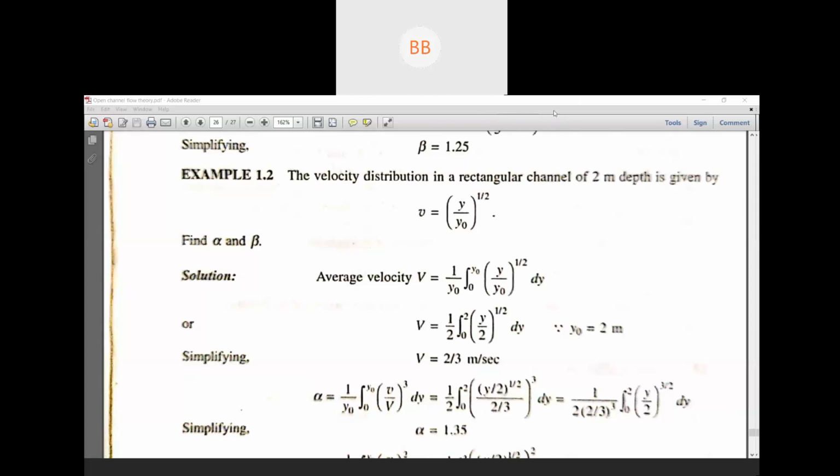So our next question is example 1.2. Here a rectangular channel is given where the depth of flow is 2 meter. The velocity for a small elementary area is given by the equation (y by y naught) to the power half. If you remember, before we calculate alpha and beta, we need to calculate the average velocity.